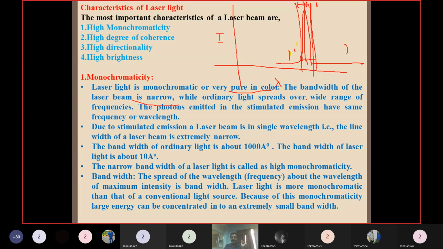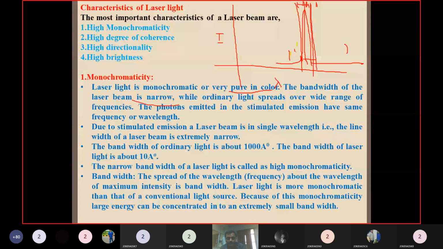While ordinary light spreads over a wide range, as already discussed, if you take normal lights, not sodium light, any other ordinary light, the wavelength spreading is nearly 1000 angstroms. The bandwidth will be more than 1000 angstroms also. But if you take laser light, it is just 10 angstroms.